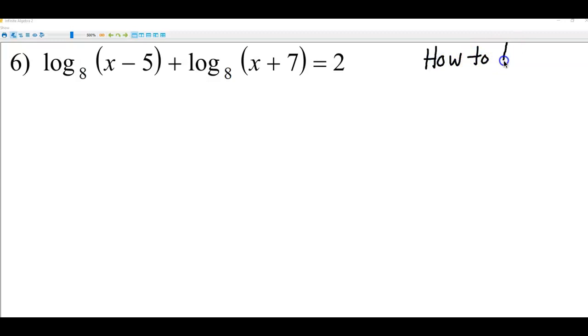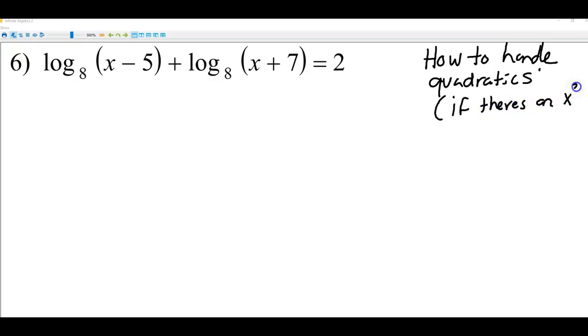How to handle quadratics. Remember what a quadratic is? Give you a bonus point if you can tell me. All right, so a quadratic is anything with an x squared. Okay, so we're going to have an equation with an x squared in it.